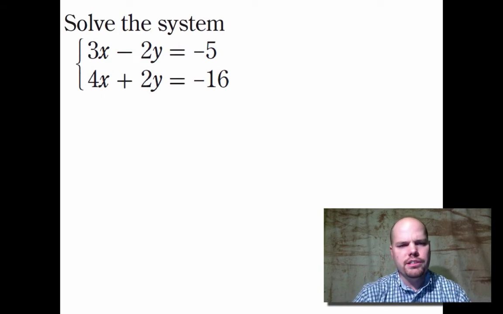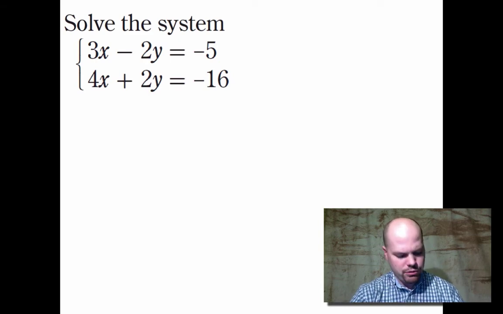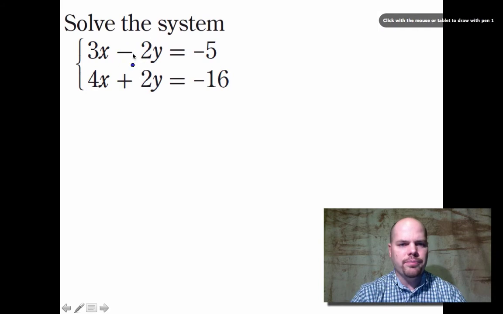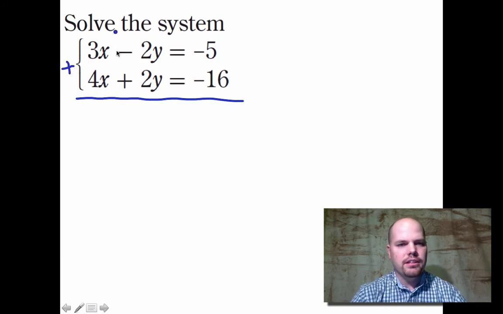All right, solve this system. 3x minus 2y equals negative 5, and 4x plus 2y equals negative 16. Decide if you need to add or subtract or add the opposite. In this case, look at these two, the minus 2y and the plus 2y. Those are opposites. We don't have to do anything but add the left sides and add the right sides, and we can use the generalized addition property of equality.